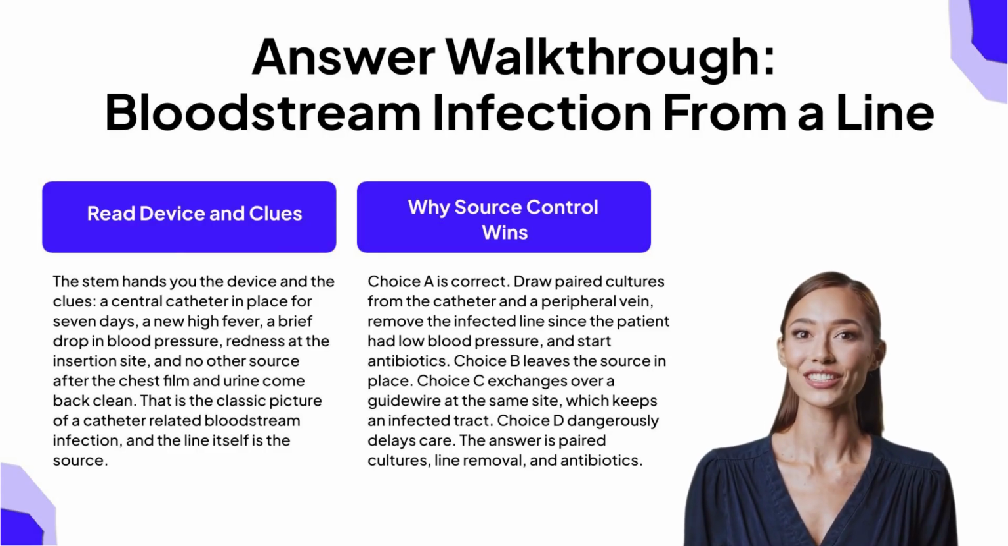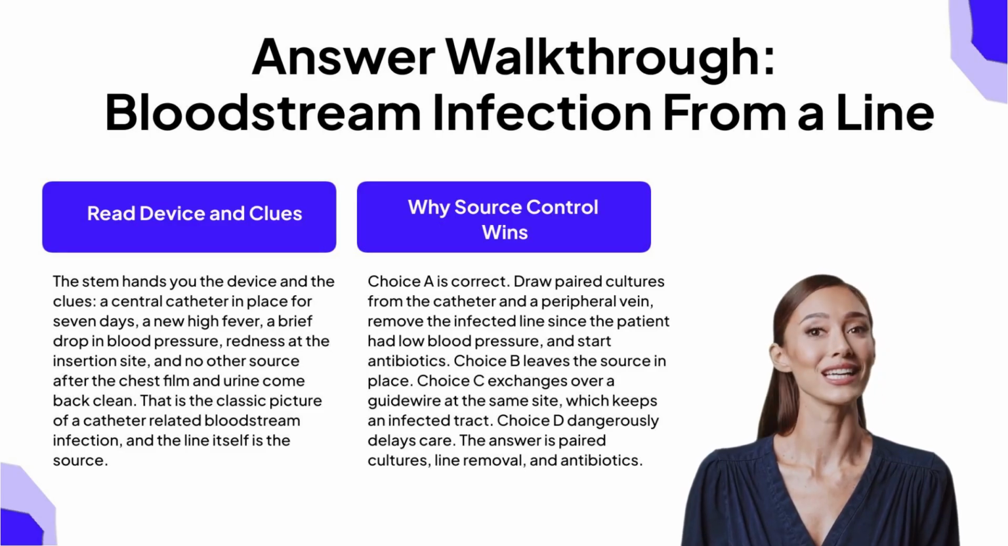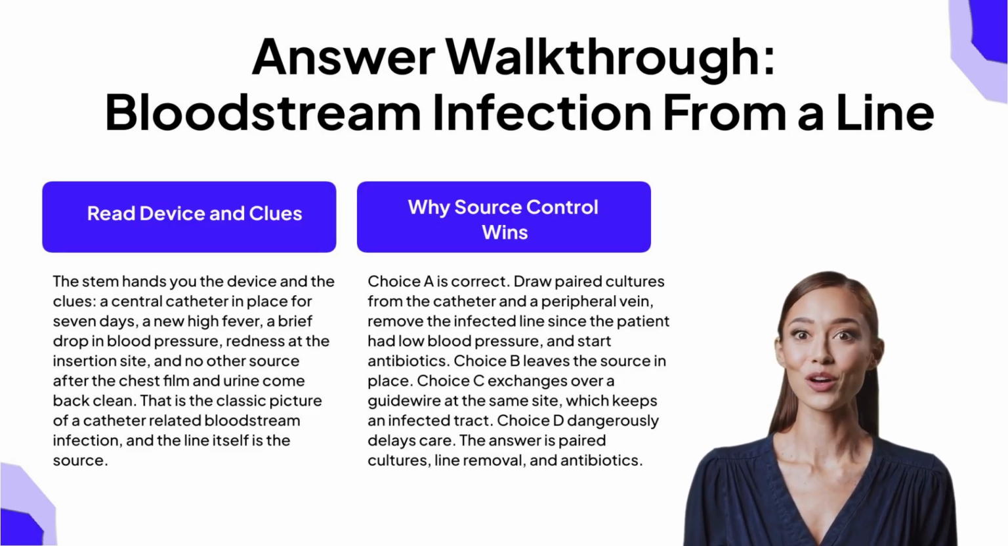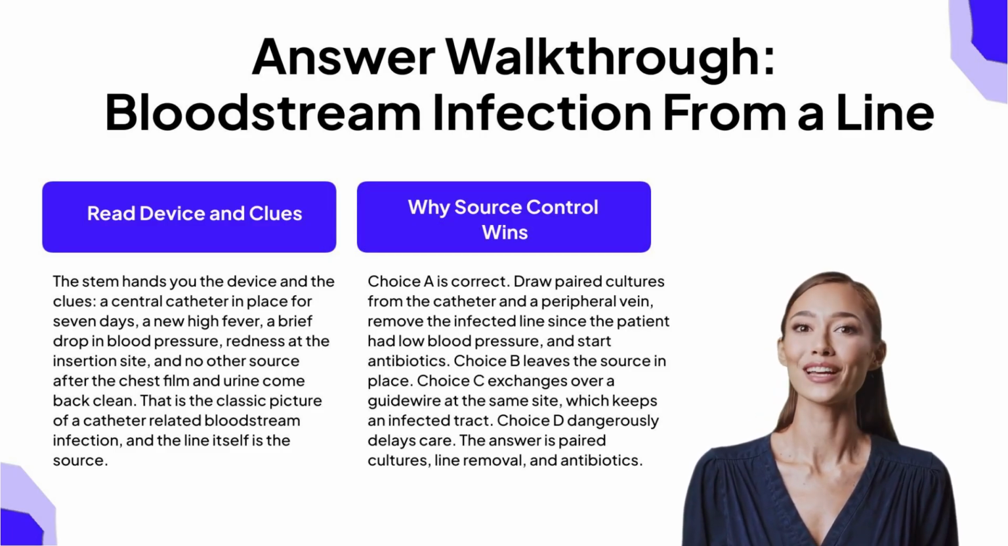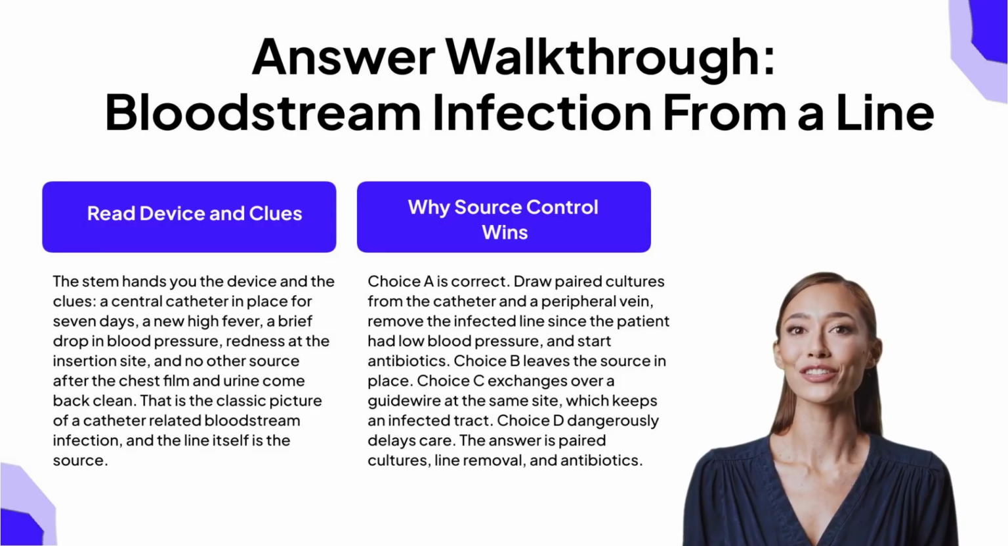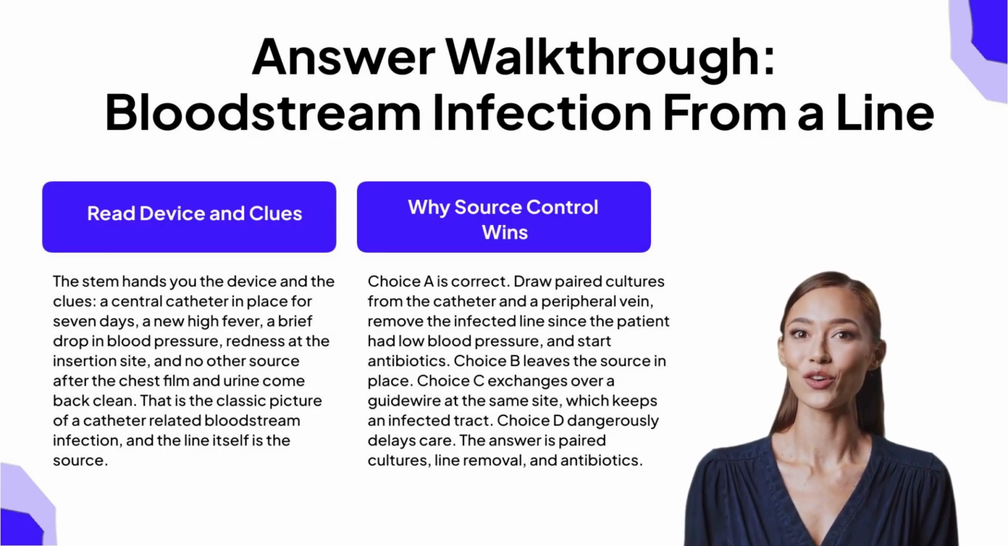The stem hands you a central catheter in place for 7 days, a new high fever, a brief drop in blood pressure, redness at the insertion site, and no other source once the chest film and urine come back clean. That is the classic picture of a catheter-related bloodstream infection, and the line itself is the source. Now think about why source control wins.